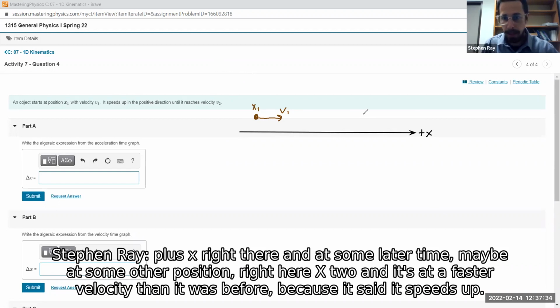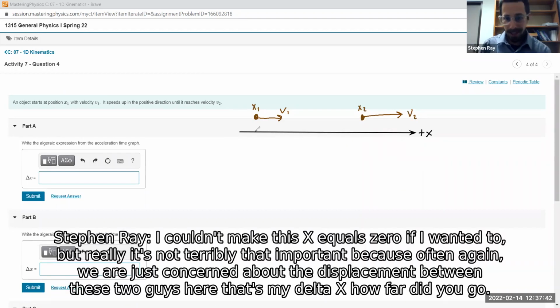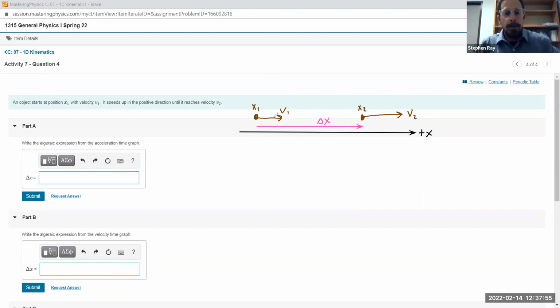And at some later time, I'm going to be at some other position right here, x2, and it's at a faster velocity than it was before because it says it speeds up. I could make this x equals 0 if I wanted to, but it's not terribly important because often, again, we are just concerned about the displacement between these two. That's my delta x. How far did you go?